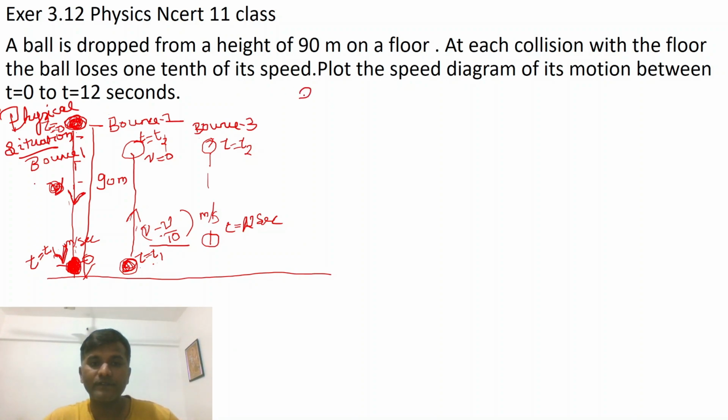Now, while solving the numerical, I'll divide the whole numerical into three parts. I am calling the first part bounce 1. What I have to do is draw a diagram, plot the speed-time graph for the situation. So I have taken bounce 1.